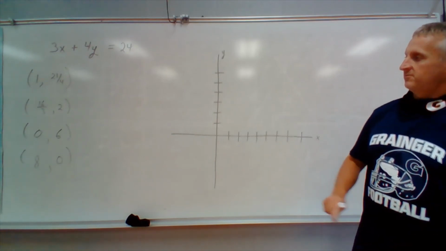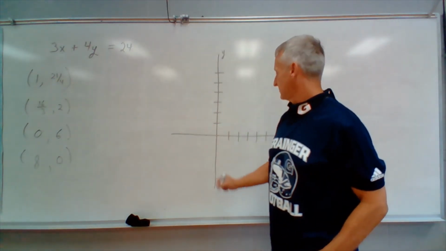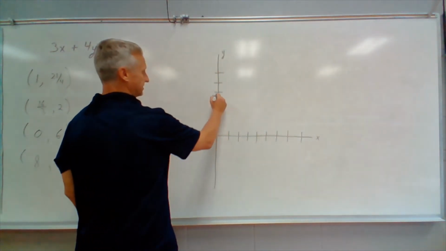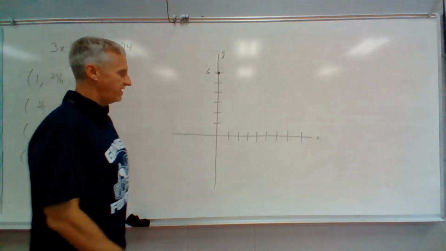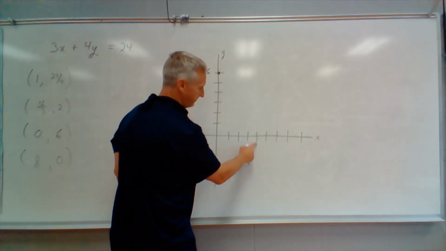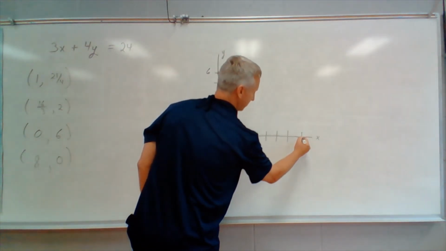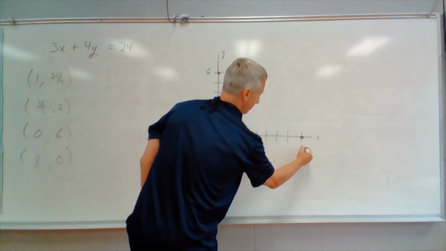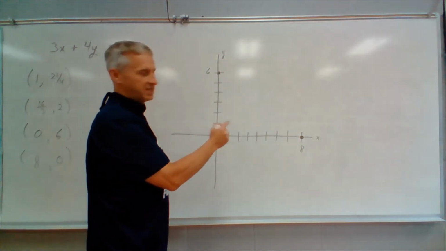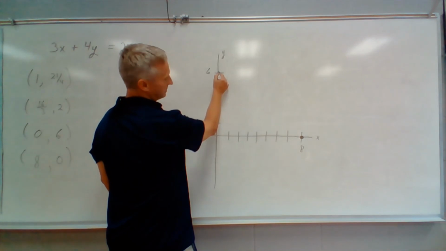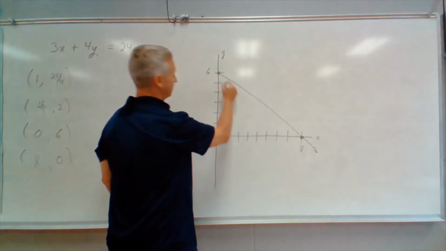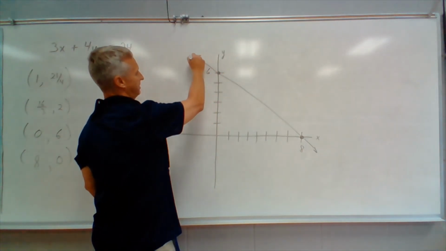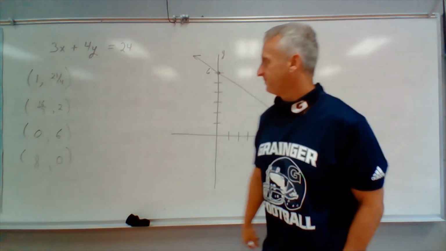Let's make a graph. Let's plot the 2 really easy points. Let's plot 0, 6. That goes here. And let's plot 8, 0. 1, 2, 3, 4, 5, 6, 7, 8. We know there's an infinite number of solutions, so I'm allowed to connect these points, and I'll get a line that looks like that.